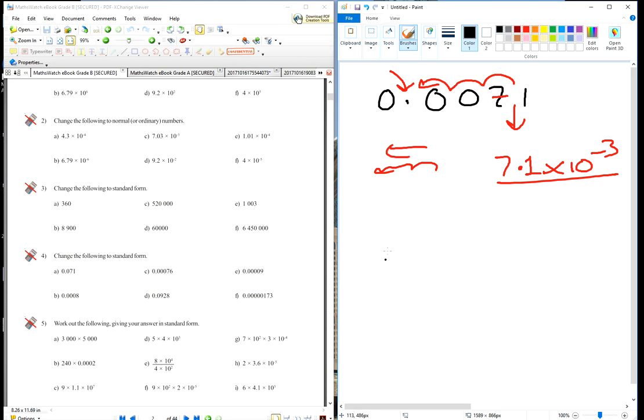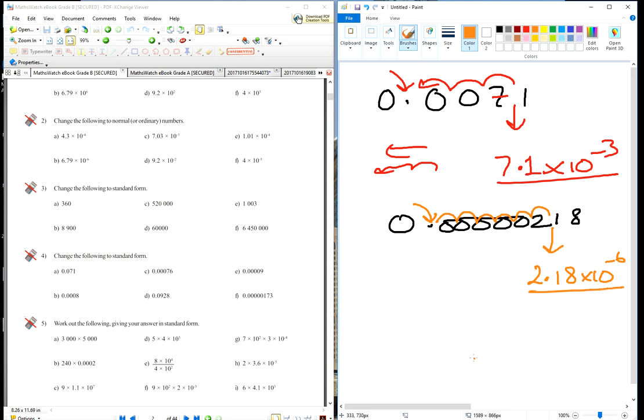Let's have a look at another question. Say, for example, we have 0.000218. Now, currently the decimal point is here, which you can see. But we need the decimal point to be there, so the number is a number less than 10. Now, how do you get back? 1, 2, 3, 4, 5, 6. So the index will be negative 6.